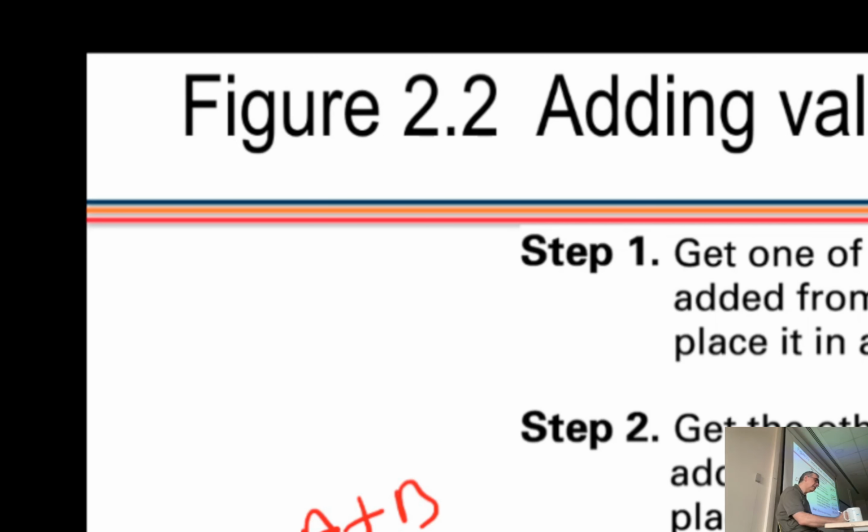So C is equal to A plus B. Get the first number, get the second number, add them through the control register and arithmetic logic unit, put the result to the third register, and store the result back in memory somewhere else, and stop. This is the simple program.